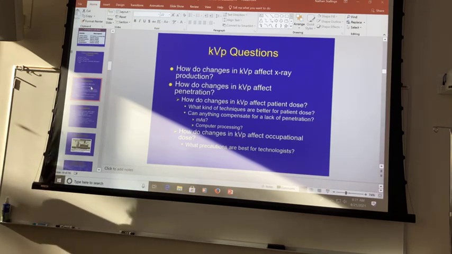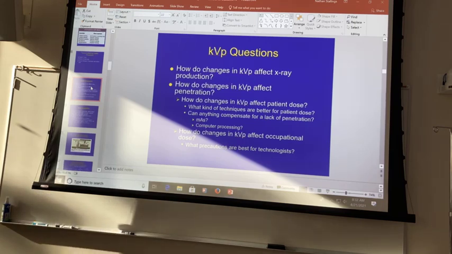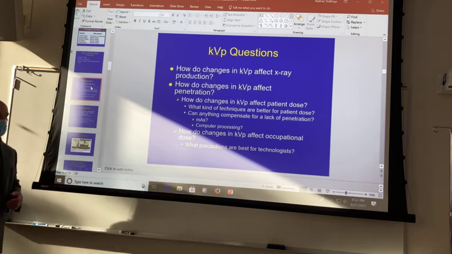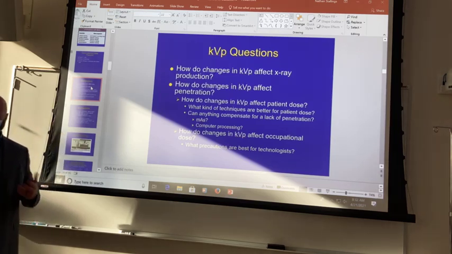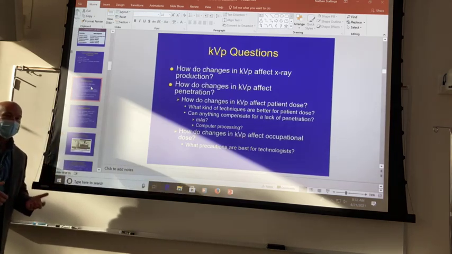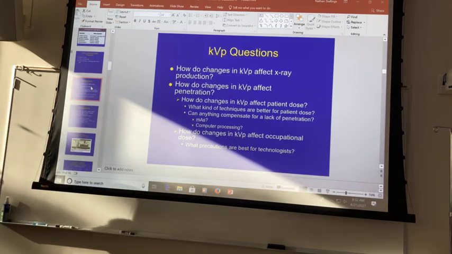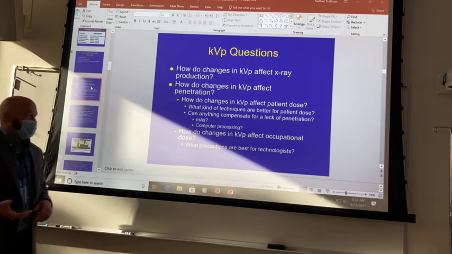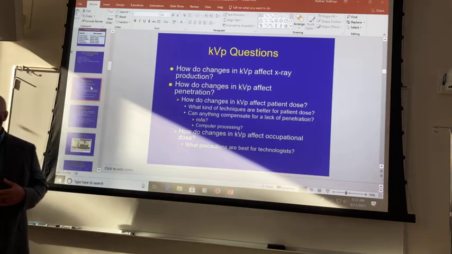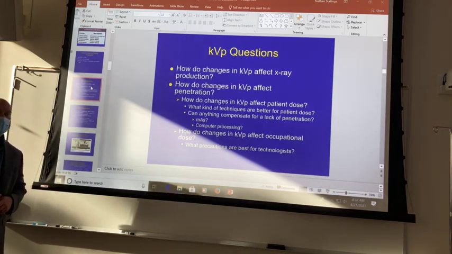There's nothing that you can do to compensate for adequate kVp. kVp controls your penetration, and if you don't have adequate kVp to penetrate, it doesn't matter how much mass you throw at it. Nothing can compensate for a lack of penetration. If your kVp is too low, no amount of mass is going to overcome that. No computer processing, doesn't matter what you do. It doesn't matter how effective your computer is. If the photons don't get to the image receptor, you just don't have an image.